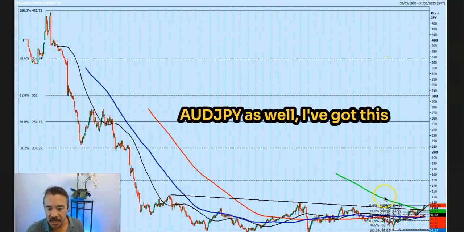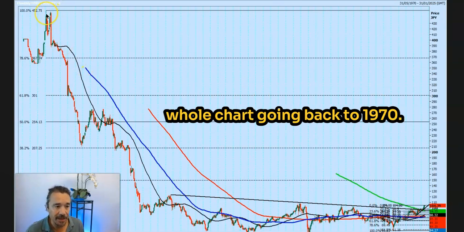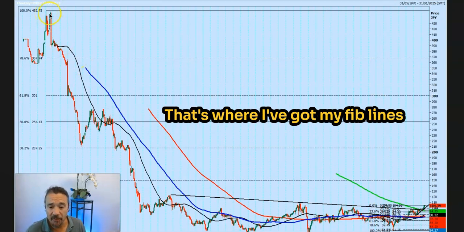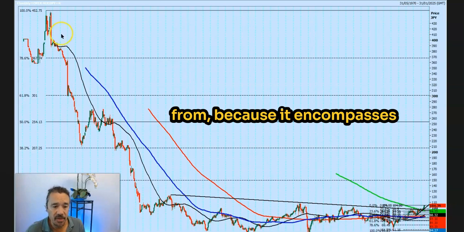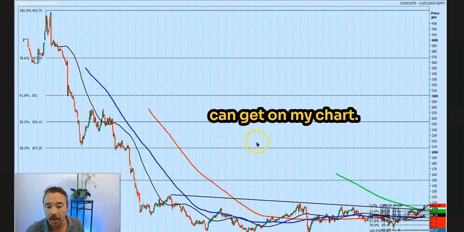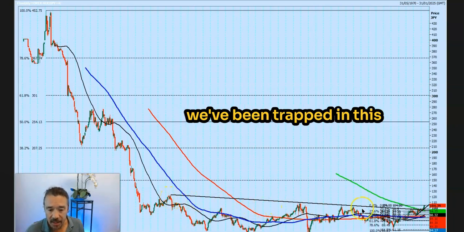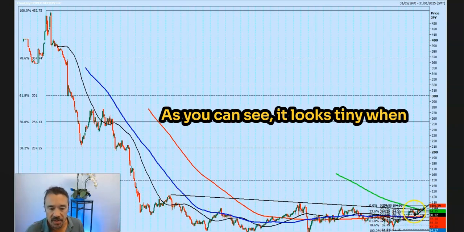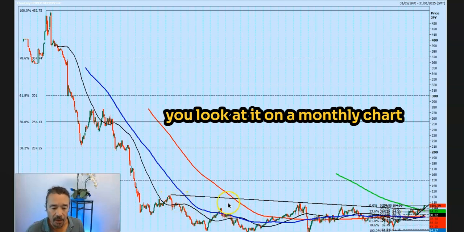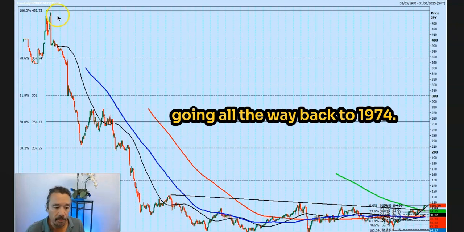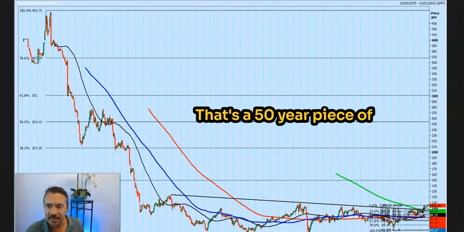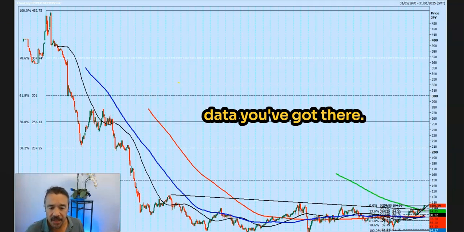Aussie dollar versus the Japanese yen as well. I've got this whole chart going back to 1970. That's where I've got my fib lines from because it encompasses the whole move down. That's all the data I can get on my chart. And since 1990 at least, we've been trapped in this very long-term triangle, as you can see. It looks tiny when you look at it on a monthly chart going all the way back to 1970. That's a 50-year piece of data you've got there.